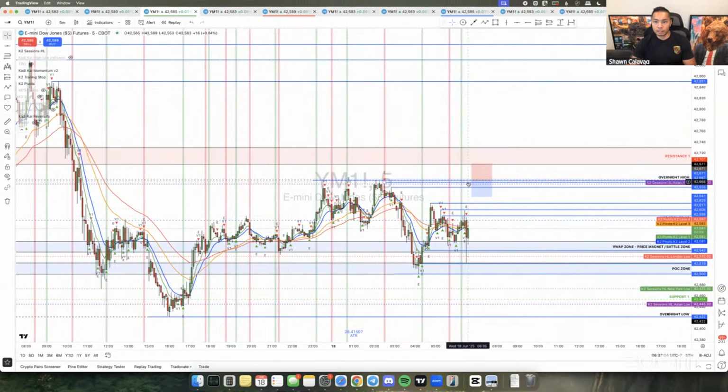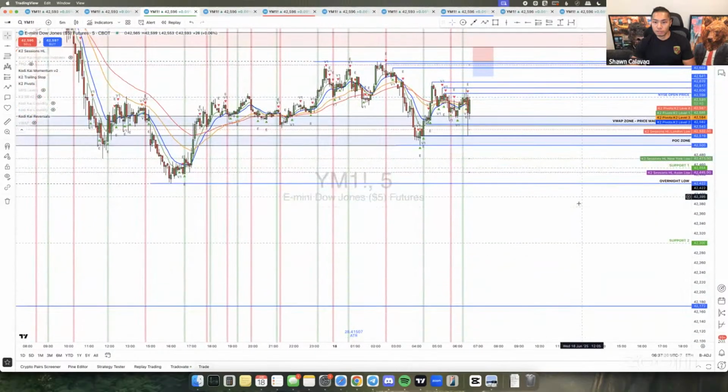My first area of possible opportunity will be up here. This is the overnight high. It also lines up with liquidity. So this is going to be my sweep level right here that I'll be looking for. Up here is going to be resistance one. Down here is going to be support one, and down further is going to be support two.